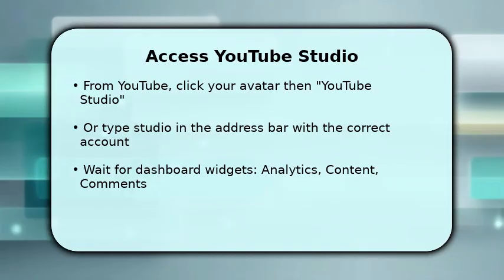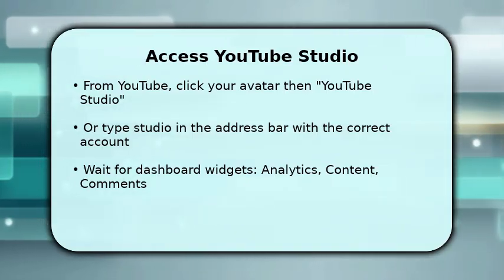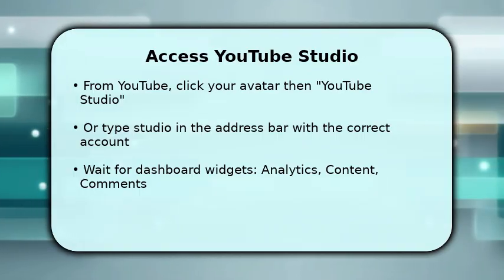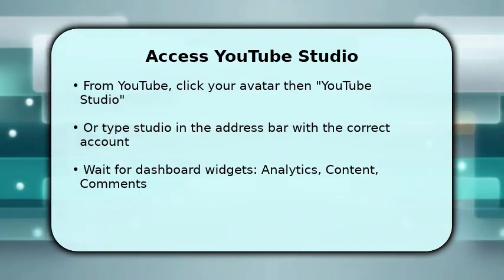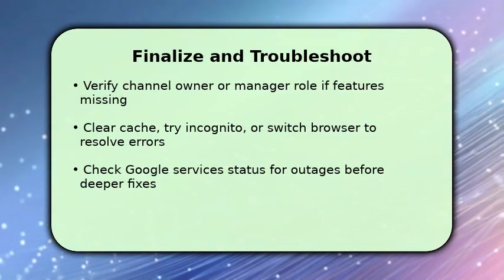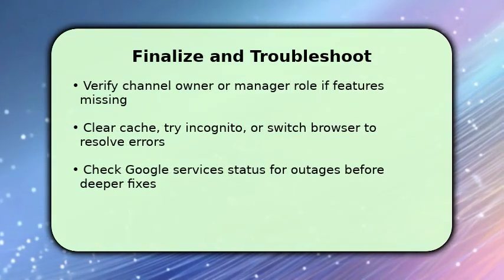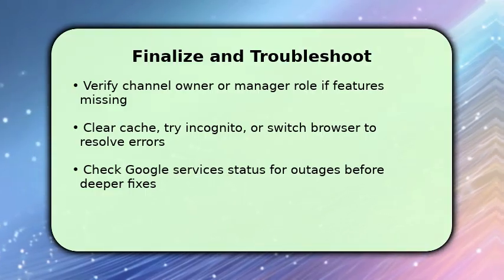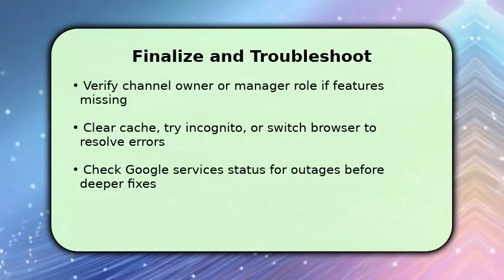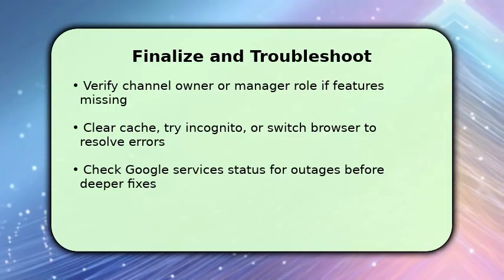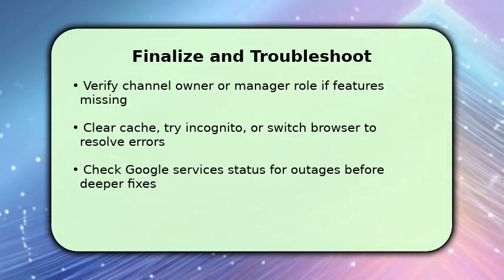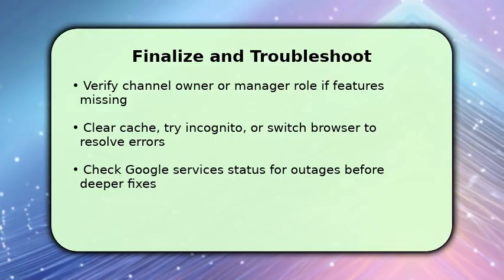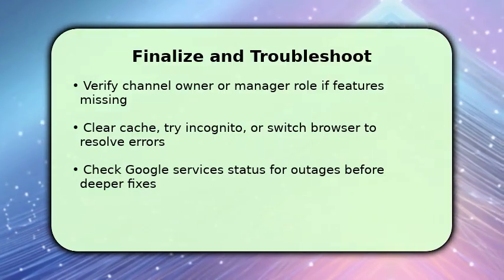Make sure browser extensions aren't altering the page. Disable ones that change content and reload until widgets populate. Once the Studio interface is fully visible, confirm your channel settings, upload a small test video, or open analytics to ensure access is complete. If you encounter errors, clear browser cache and cookies, then try an incognito window to rule out extension conflicts. If that fails, sign out and back in or use another browser.